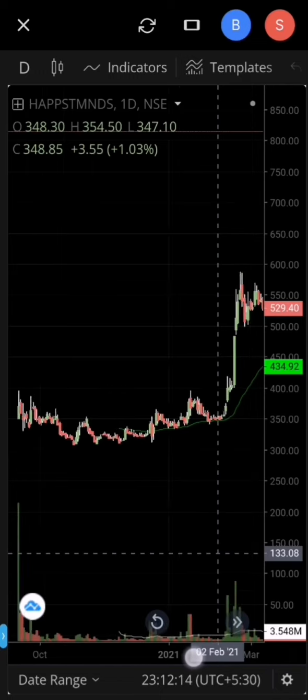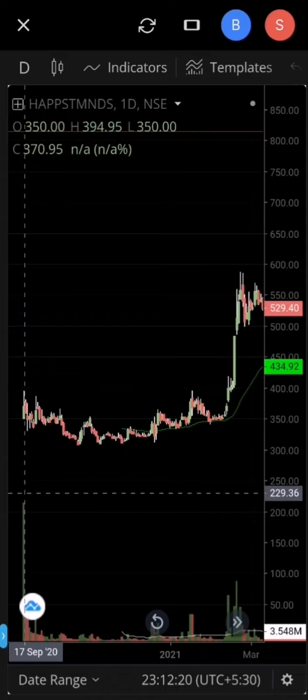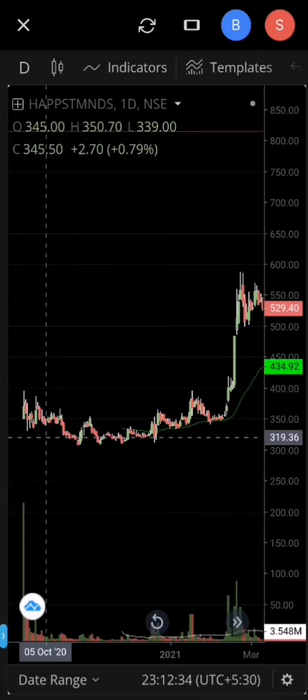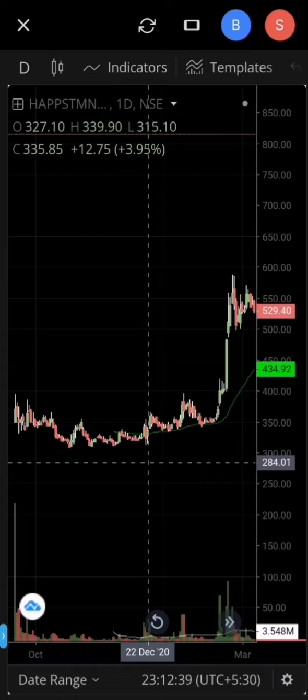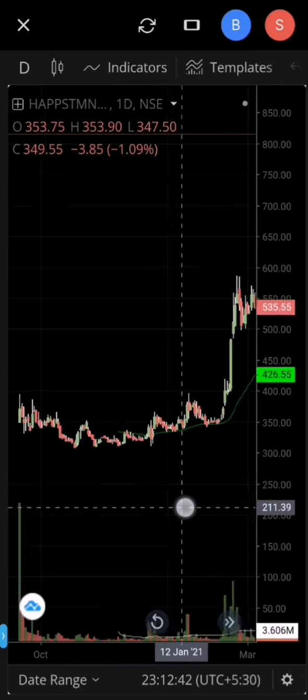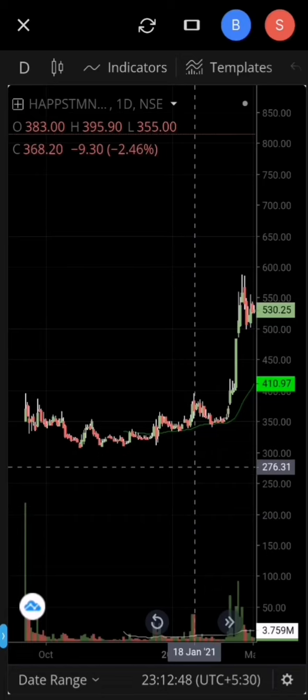If you could see, the stock posted a high of 394 on its listing day on 17th September 2020. However, the stock didn't shoot up immediately. It went into a consolidation period. This was a very long consolidation period. But what happens here is that the stock tries to reclaim its all-time high, but again there was selling pressure, so it came down.